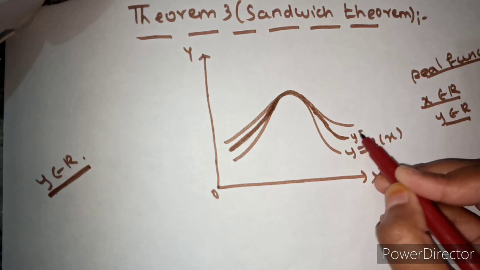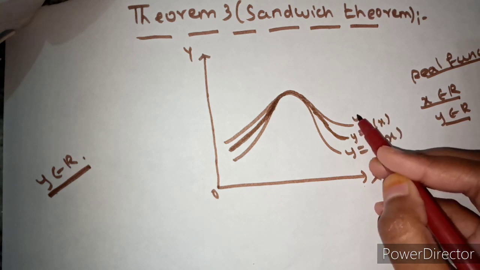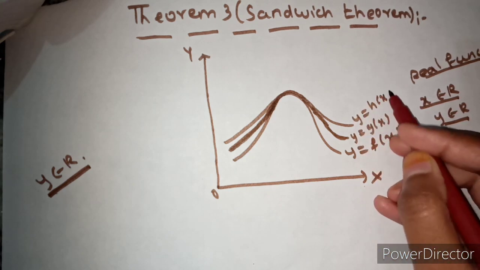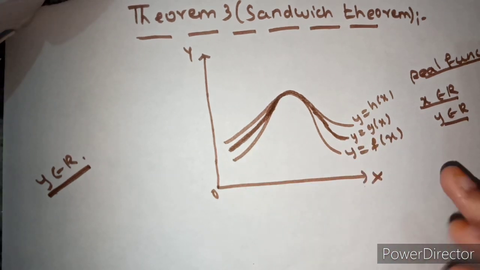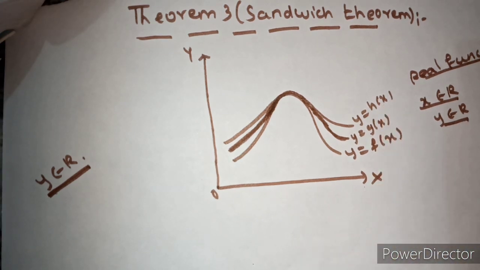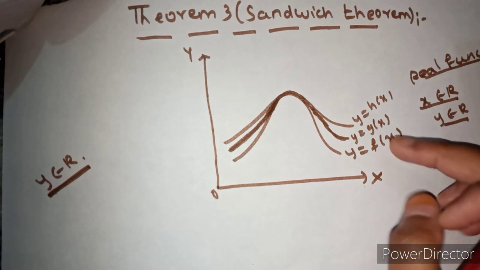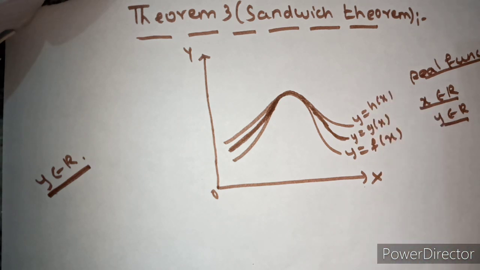So this is y is equal to g of x, and one more function is y is equal to h of x. First I am considering 3 real functions, y is equal to f of x, y is equal to g of x, y is equal to h of x. And these 3 functions will have the same domain.